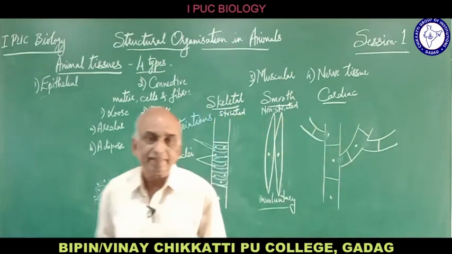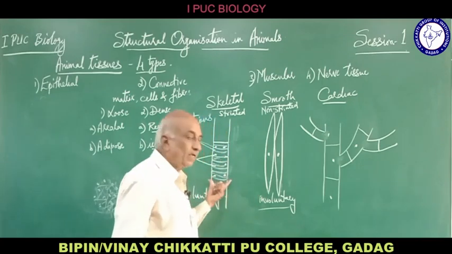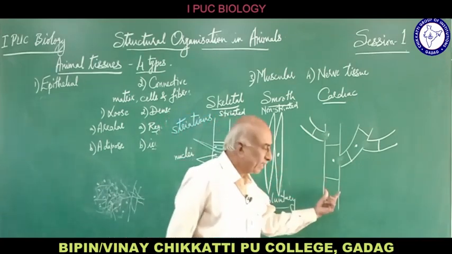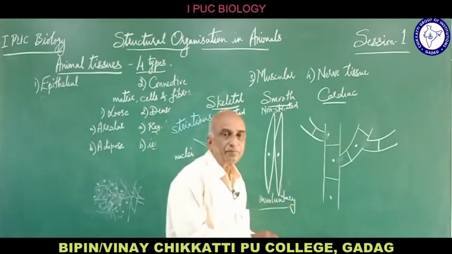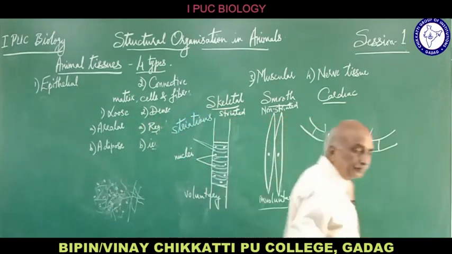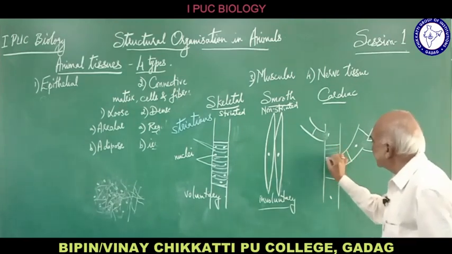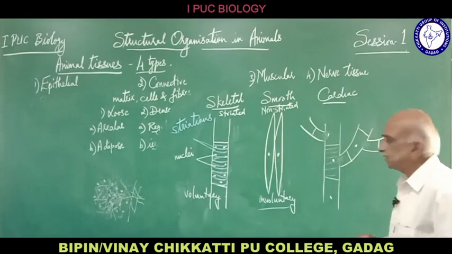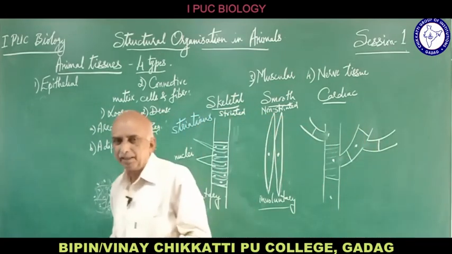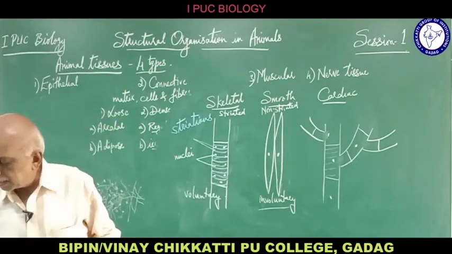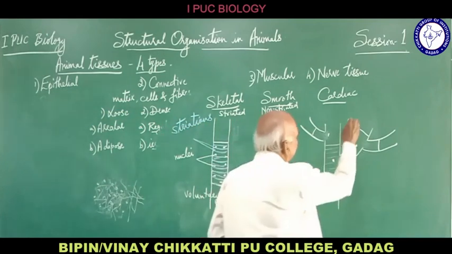So the nucleus is single. See the difference between this and this. These are cylindrical, unbranched; these are cylindrical, branched, multinucleated; these are uninucleated. And here the striations are there, but not as clear as in that one. See, the striations are somewhat mild. In other words, these striations which are there are somewhat faint, you can see.